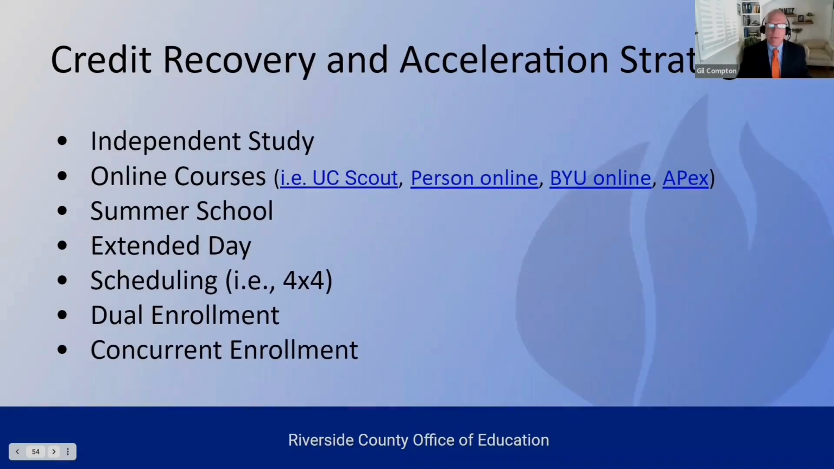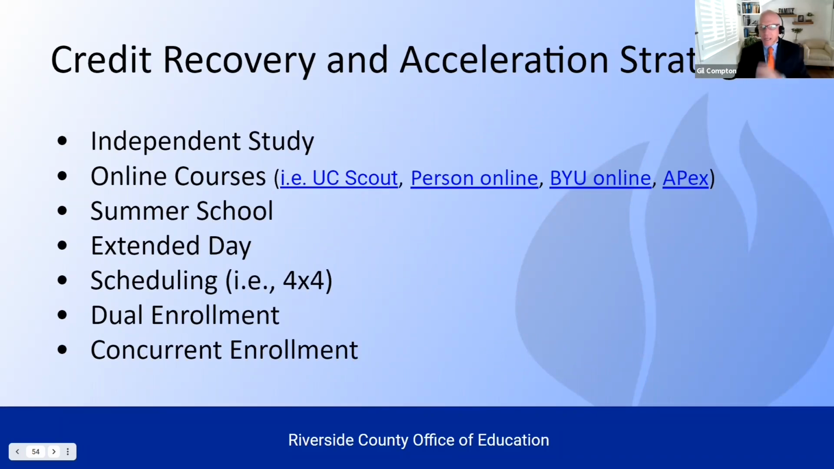And then finally, we want to talk about acceleration strategies. Okay, credit recovery and acceleration. Again, a lot of overlap that we've talked about in the previous slides, but independent study. Some districts are expanding their independent study programs. Some are even taking them from maybe 9-12 right now and expanding them to 6-12. Some people are even looking at very difficult independent study below that because students are so dependent in regards to that.